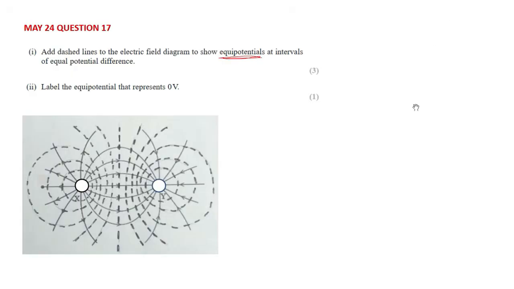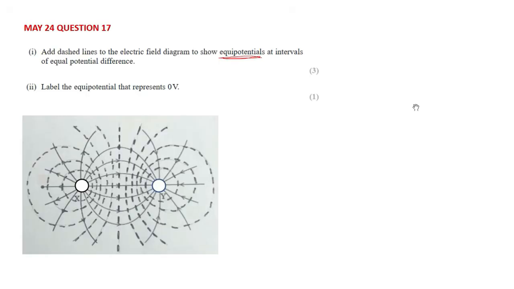And always remember, equipotential lines must be drawn with dashed lines or dotted lines. So this is what your equipotential lines look like, and you can check that they look perpendicular to the field lines. You don't have to draw so many, I just copied it from the mark scheme.